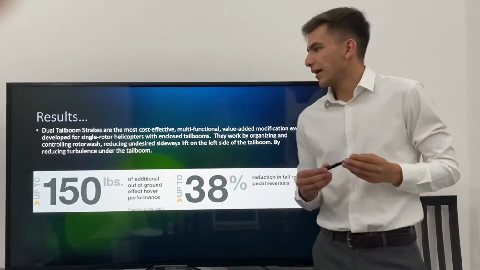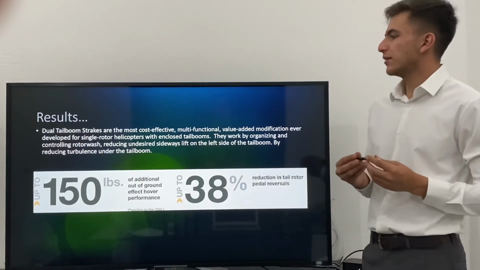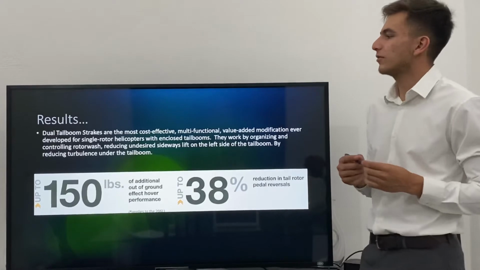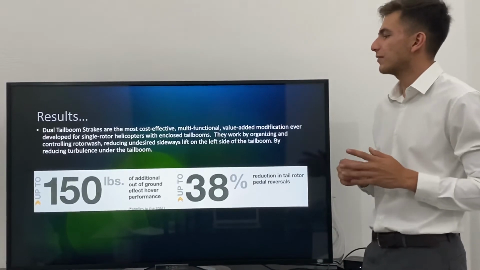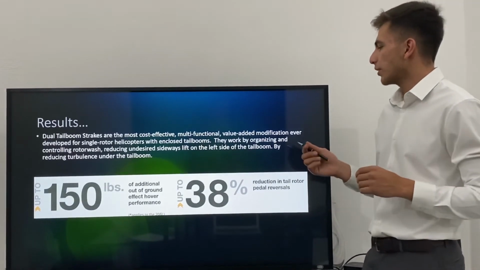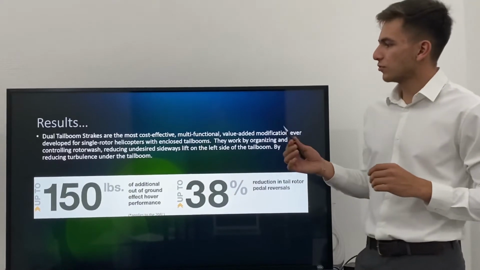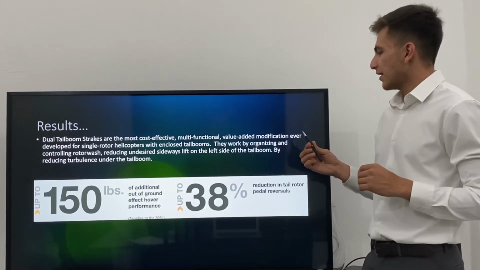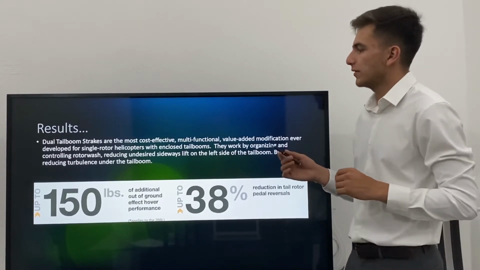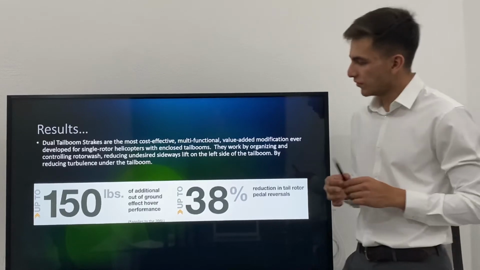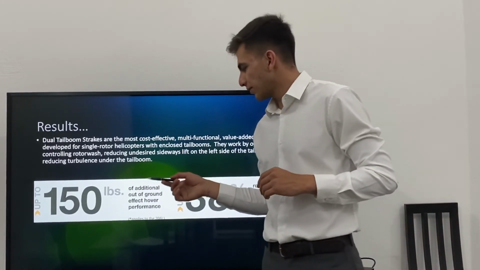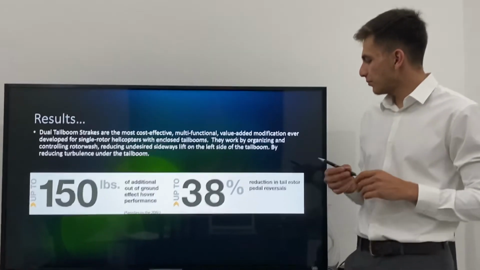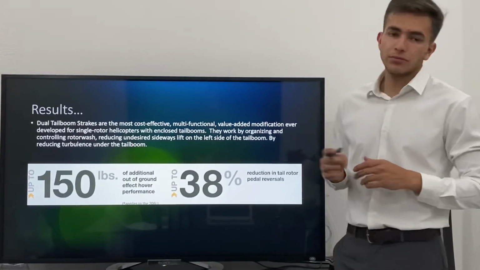The results we had are that tail boom strakes are the most cost-effective, multifunctional, value-added modifications developed since single-rotor helicopters have existed. They work by organizing and controlling the rotor wash, reducing undesired sideways lift on the left side of the tail boom by reducing the turbulence under the tail boom. We save up to 150 pounds of additional hover performance and up to 38% reduction in tail rotor thrust.